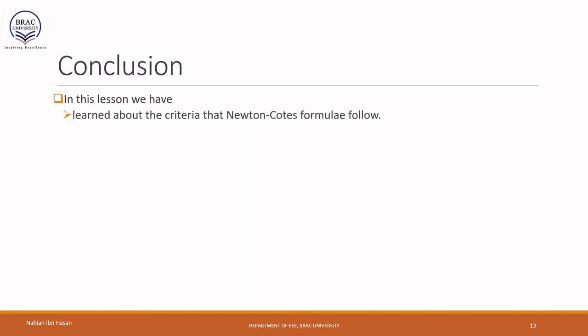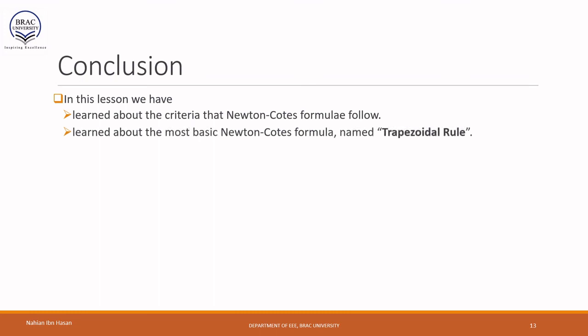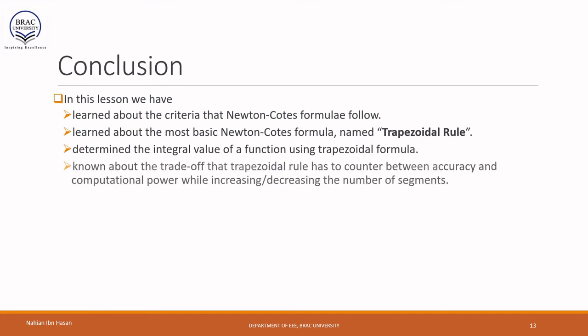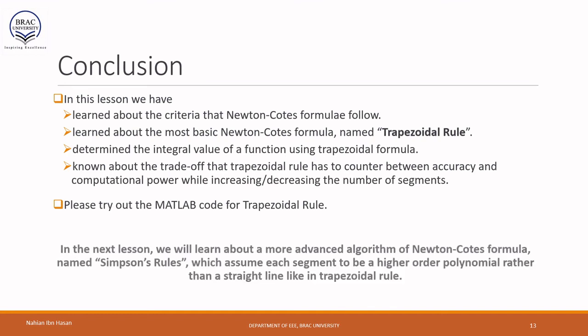So that's the end of this slide. In this lesson we have learned about the basics of the Newton-Cotes formula, and we have found the first formula, which is known as the trapezoidal rule. This is a special type of Newton-Cotes formula because it is frequently used in numerical methods, and we have seen an example used to calculate the integral value using the trapezoidal rule. I have already attached the MATLAB code of the trapezoidal rule, so please go through the details of the MATLAB code and find out how this method can be implemented computationally.